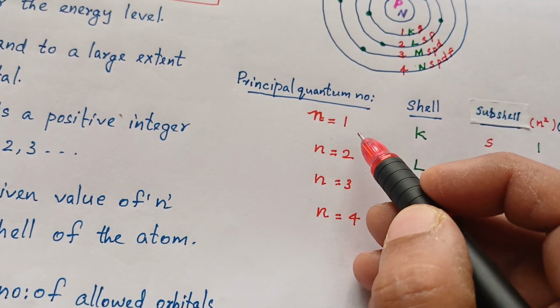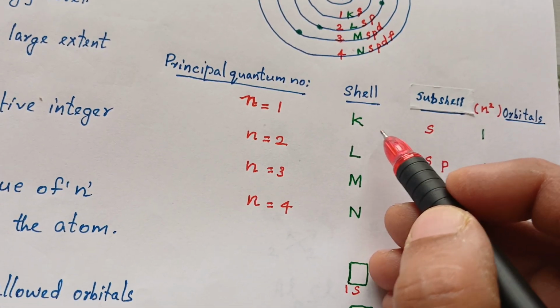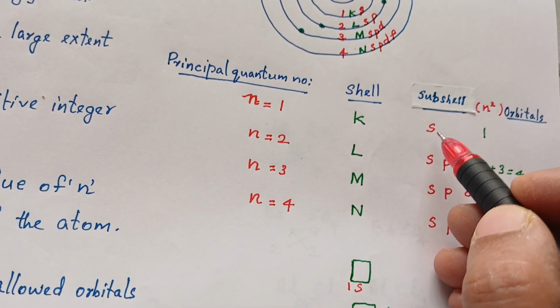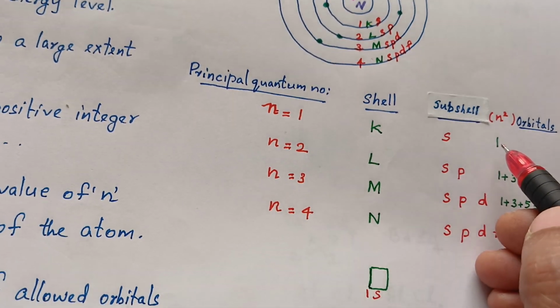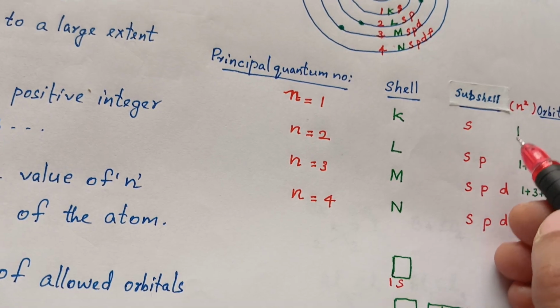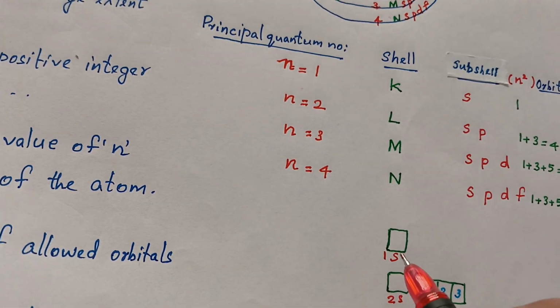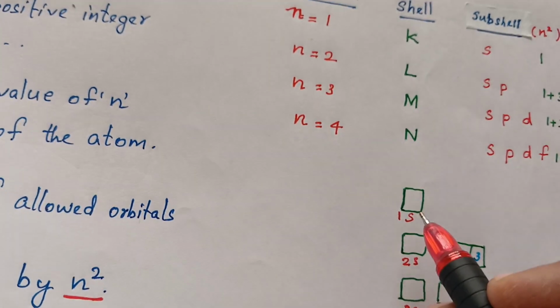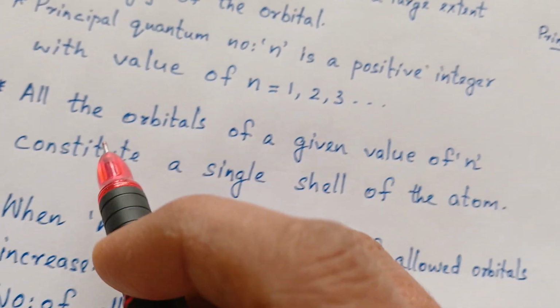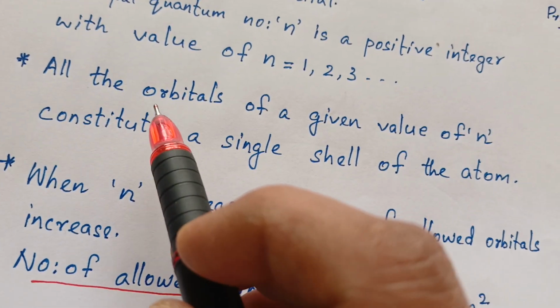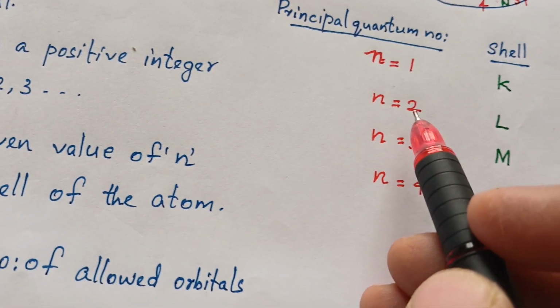So when n is equal to 1, that is the K shell, and it has one subshell, s, and it will have one orbital. An orbital can be imagined as a room where you put electrons. One orbital can accommodate 2 electrons. Now, as we come down, n is equal to 2.